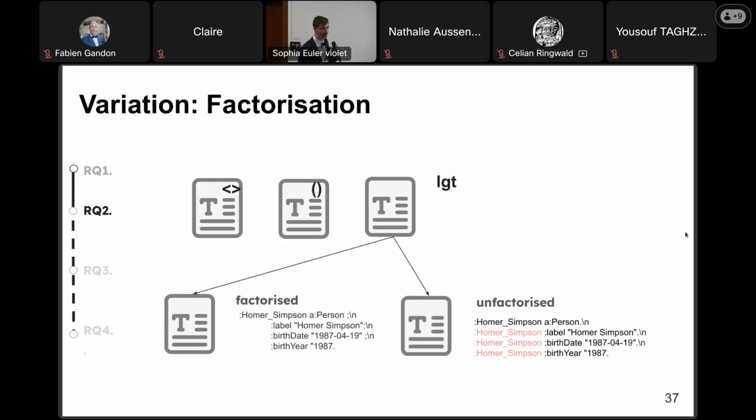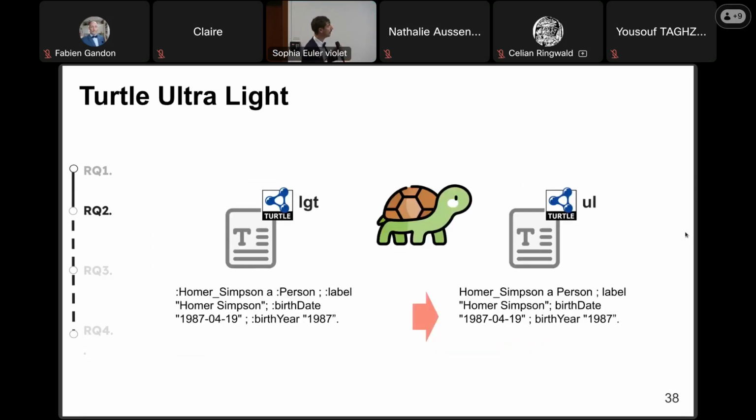We also propose, as Turtle is integrating a factorization process, to unfactorize the Turtle triples. And we propose, in the case of the list and the tag syntax, to factorize both of these syntaxes. And finally, to reduce the complexity once again of Turtle, we propose a Turtle ultralight syntax, which is now omitting the colon character that you can find before the entities and the predicates.